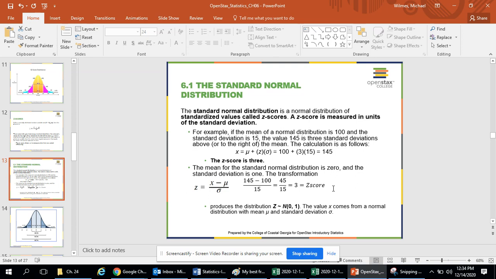And to calculate the z-score, using our formula, it looks like this. So x is our value of our person. And so x is 145. That's our data piece.